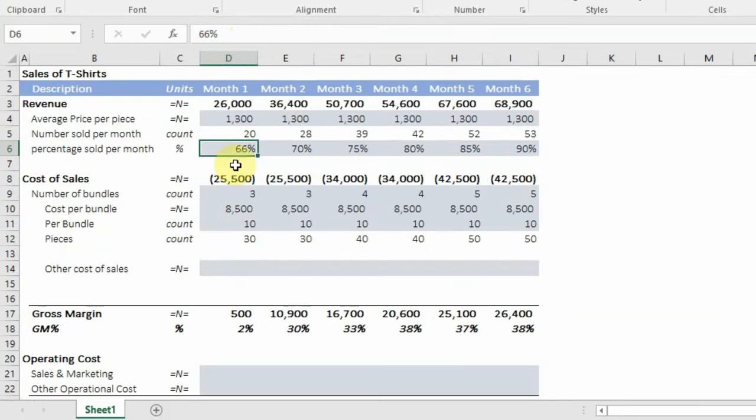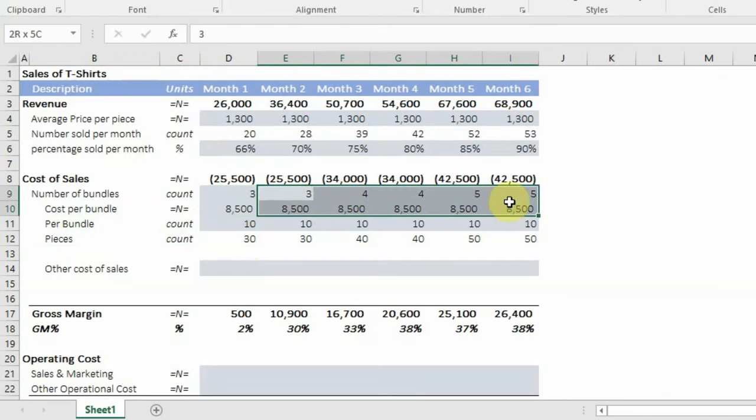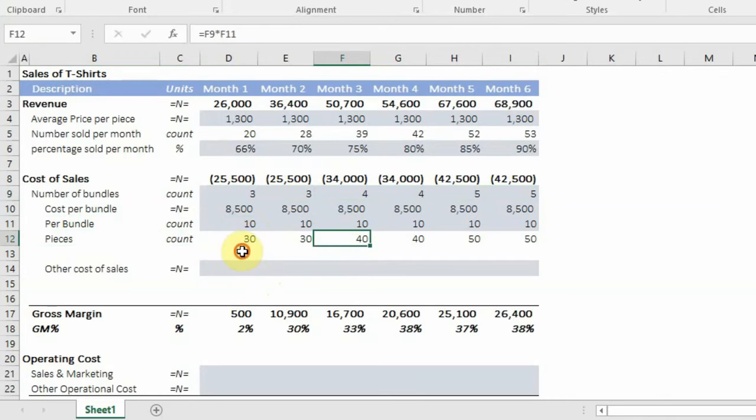And so here again, in the cost of sales, we're looking at what it costs to get the bundles, and then also coming up with the number of pieces that will be in the bundles. But here we assume 3 bundles. It could be more, as you can see, as time goes on.